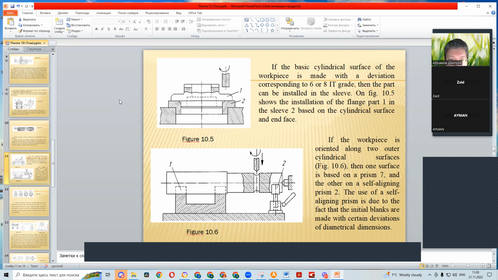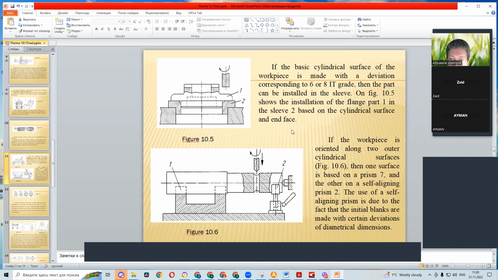On figure 10.5 shows the installation of the flange part 1 in the sleeve 2, based on the cylindrical surface and end face.